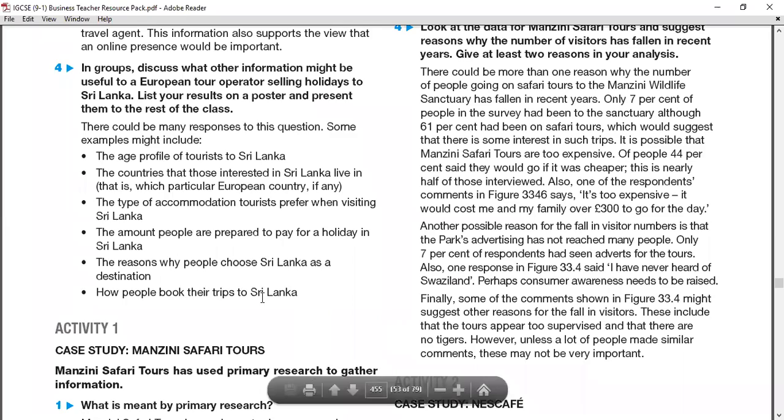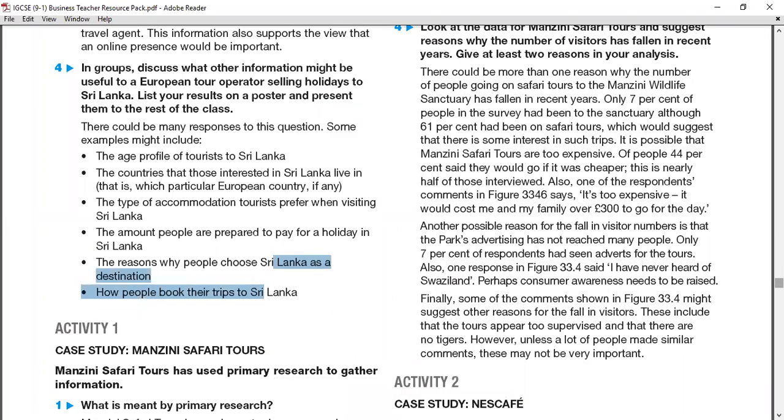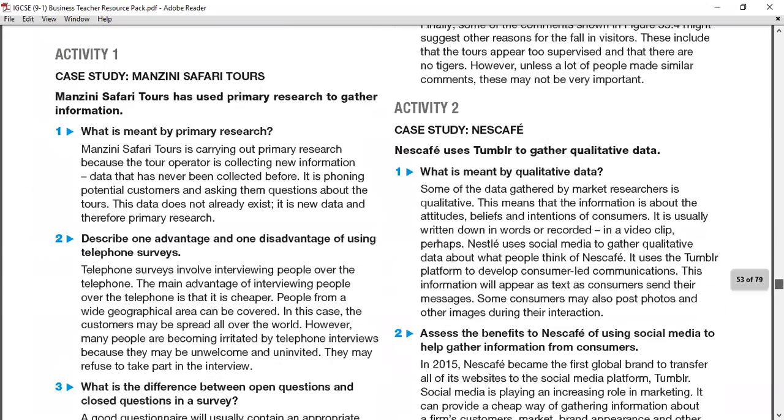So activity number one, Manzani tours. You can see the definition of primary research. Manzani Safari Tours is carrying out primary research because the tour operator is collecting new information. Normally now in Edexcel questions there aren't any questions called what is meant by primary research. Sometimes they ask a definition question, called define primary research. Then you have to say, in this case you are not to apply, right? You don't need to apply that.